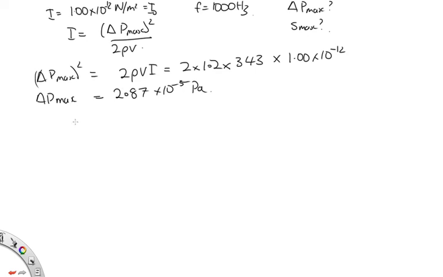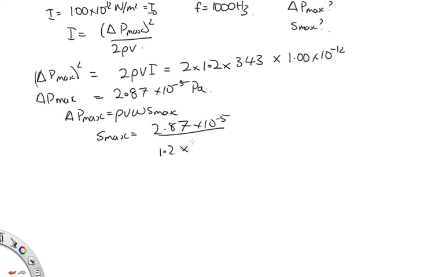And S max, to relate the pressure and the displacement, we can use P max is equal to rho V omega S max. So S max is equal to 2.87 times 10 to the minus 5 over the density 1.2 times the speed 343 times the angular frequency 2 pi times 1000. Solving that on the calculator, we end up with 1.11 times 10 to the minus 11 meters. A very small displacement, so it's not surprising that we can only just detect that.